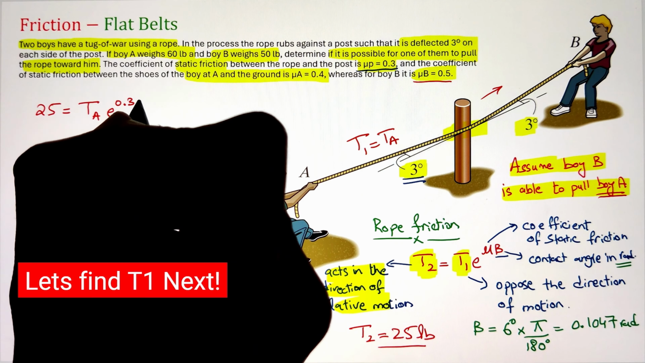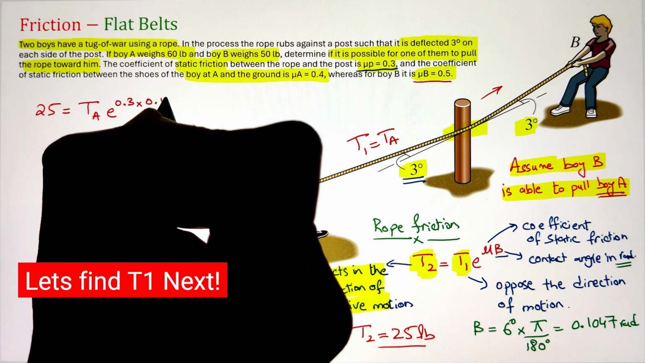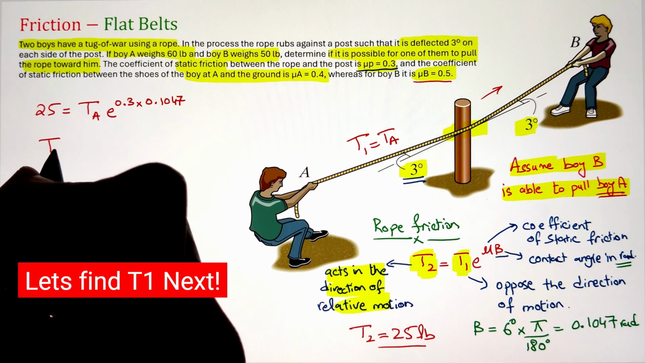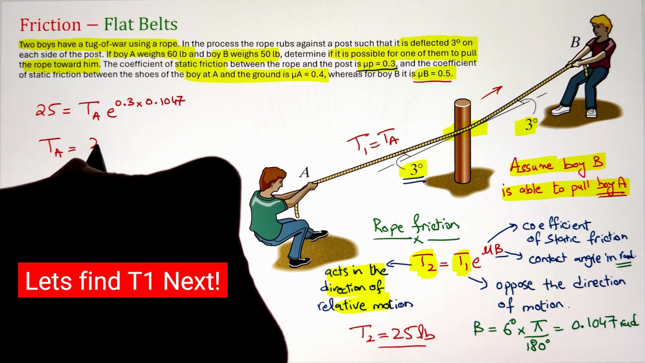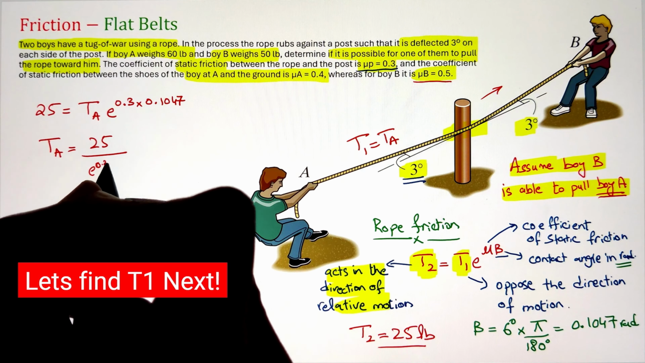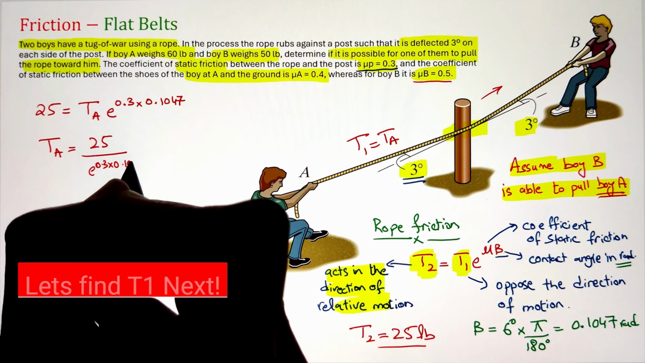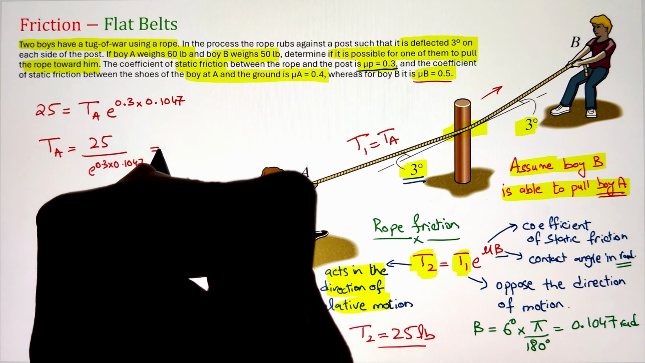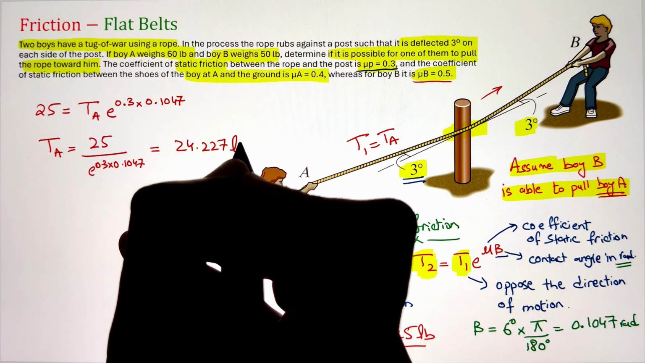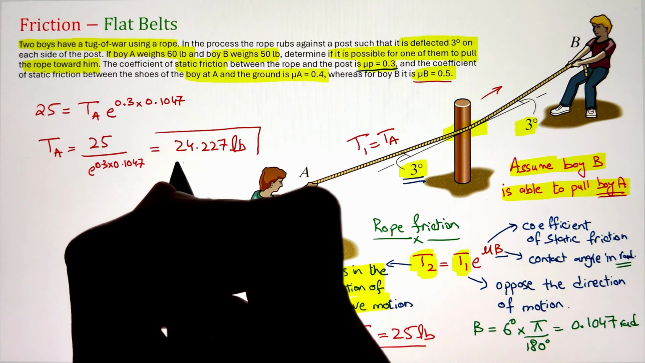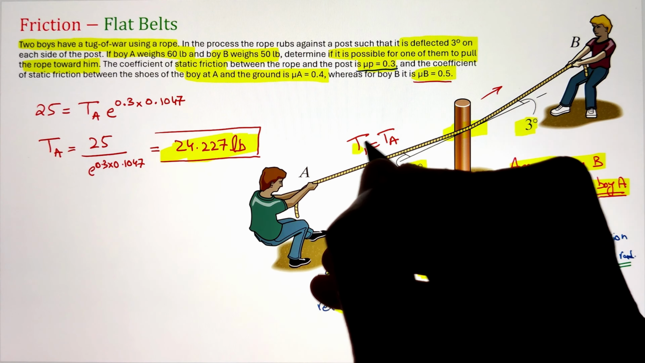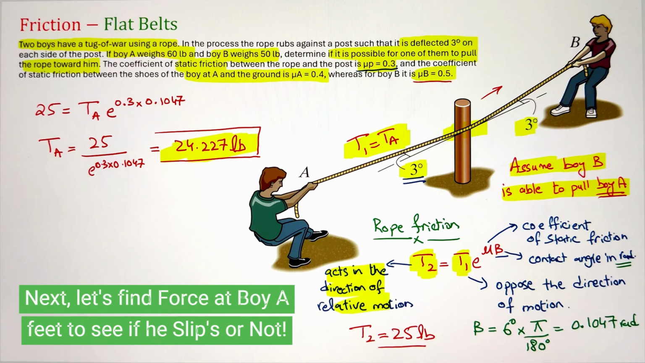Now, once we have all of these numbers, let's plug them into our expression and solve for T1. Since T2 is 25 pounds and T1 is equal to the tension in the rope acting towards boy A, plugging in this information and solving, we get the value of TA equals 24.227 pounds.